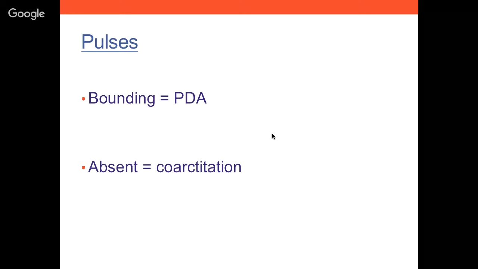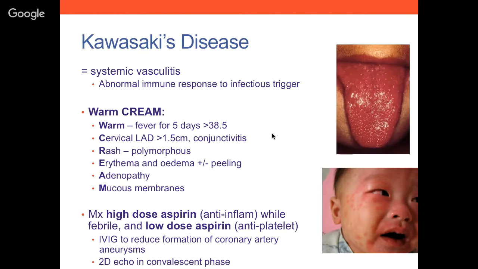Cool. So I'll quickly touch on Kawasaki's disease because I love talking about it. I don't really know which other PowerPoint it would ever fit into. This is a systemic vasculitis, and the mnemonic to remember it is WARM CREAM. A bit gross, but why not? So W is warm, a fever for 5 days, that's pretty high. C is cervical lymphadenopathy, so big lymph nodes, and also C for conjunctivitis.